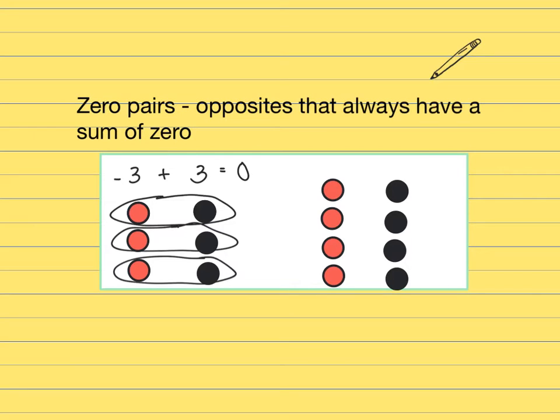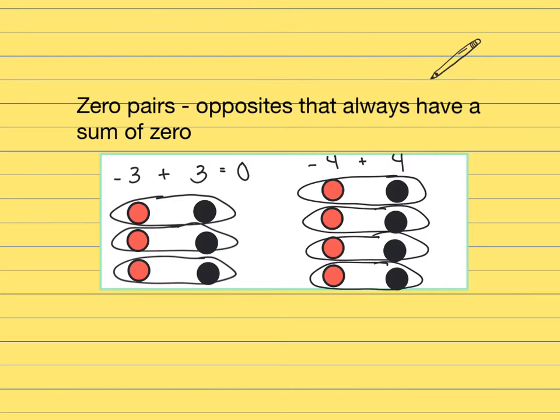And it works for any pair of opposites. Here we have negative 4 plus positive 4. And since each pair of opposites is a 0 pair, negative 4 plus 4 also equals 0.